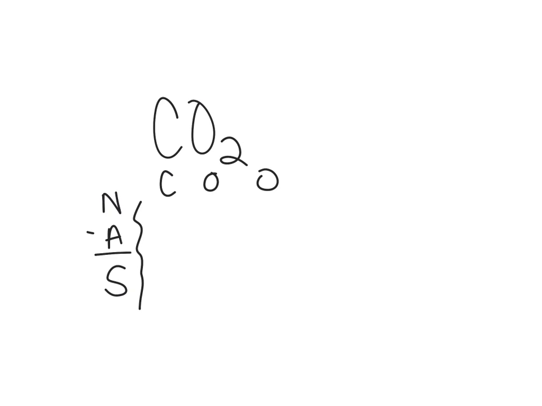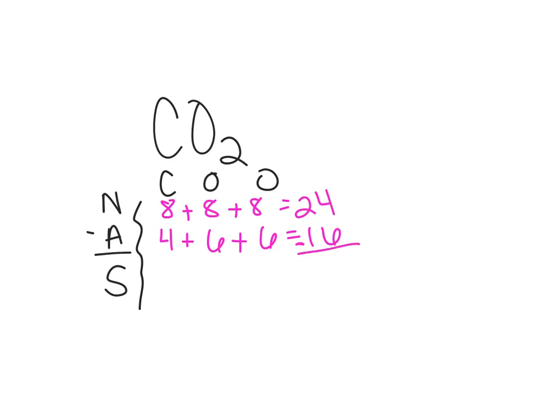All right, so for the needed line, how many did the carbon need? 8, and each oxygen? 8 and 8. Okay, so we had 8 times 3, which is 24. All right, available: carbon has 4, oxygen 6, this oxygen was 6, so we had 16. So subtracting those, we get 8, divided by 2 tells us 4 bonds.